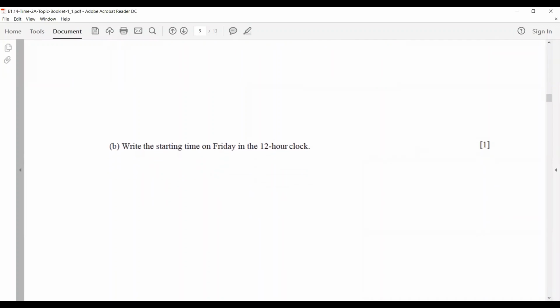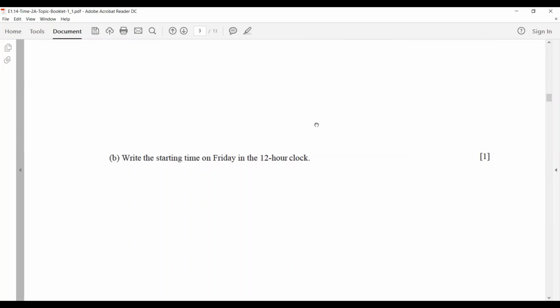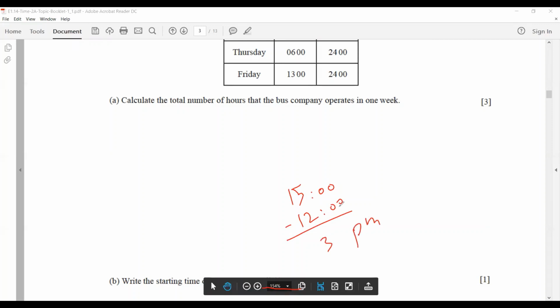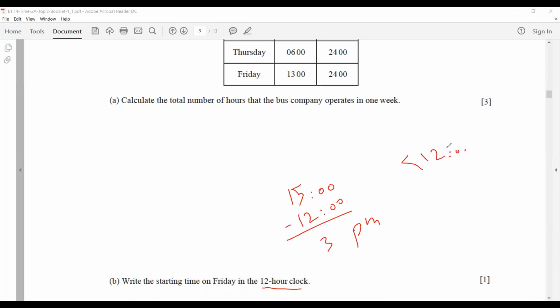Oh, there is part B as well, right? The starting time on Friday in the 12-hour clock. So this is basically 1 hour past noon, right? The midday. So that is 1 p.m. Basically, what you need to do, if it's more than 12, you subtract 12 from it. For example, 15 hour, you convert it to 12-hour clock. You subtract 12 and you just put p.m. in front of it. And if it's less than 12, right? So you don't do anything and you just put a.m. in front of it because it's already in the morning, right? So in this question, I would say it's 1 p.m.